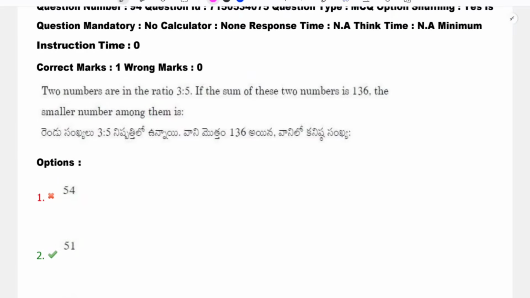Next question. Two numbers are in the ratio 3:5. So the sum, we have to add. The sum of these two numbers is 136. Then the smaller number among them is?